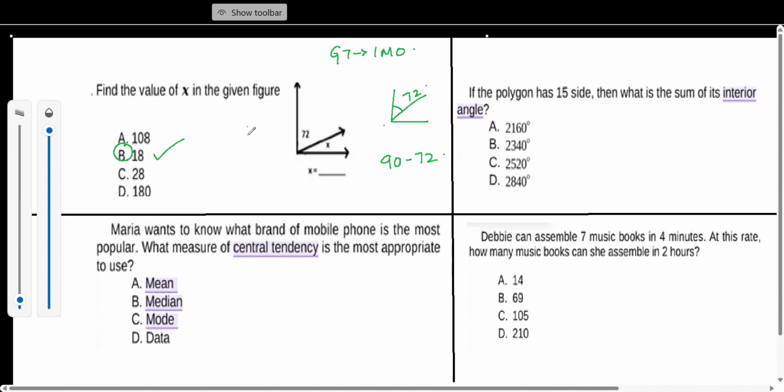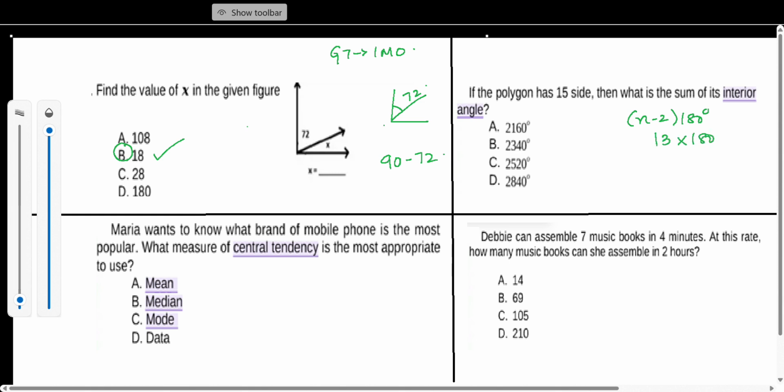Going to the right. If a polygon has 15 sides, what is the sum of its interior angles? There is a formula for this. For any polygon, when the number of sides are given, we can find the sum of the interior angles, which is n minus 2 into 180 degree. Here n is 15, where it's the number of sides. So 15 minus 2 is 13 into 180.